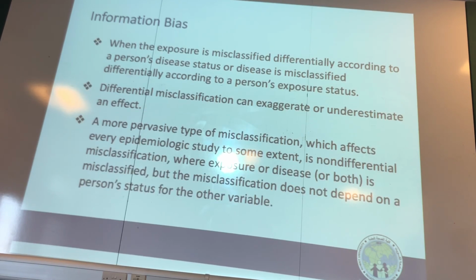So when the exposure is misclassified differentially according to the person's disease status, or the disease is misclassified differentially according to the person's exposure status, this is called differential misclassification. So in differential misclassification there are two important points. First, misclassification that is differentially dependent on the person's disease status. The second part is that misclassification may be differential according to the person's exposure status.